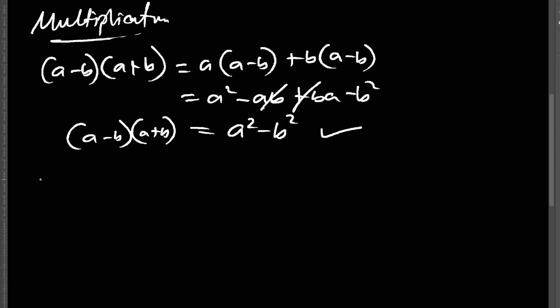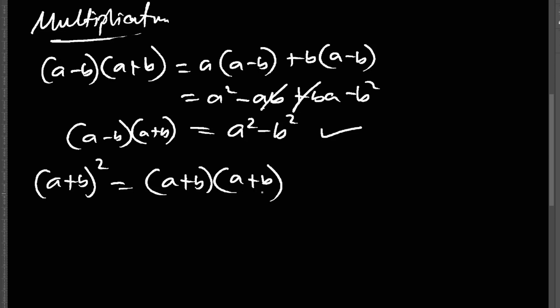So we can as well have another one, bracket a plus b all square. If you have a plus b all square, this is the same thing as saying a plus b into bracket a plus b. And by the time you expand this bracket, just like we have been doing since, you are going to have a square plus 2ab plus b square. So just distribute one over the other.